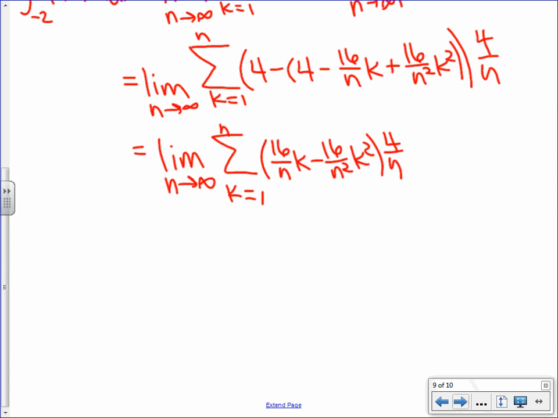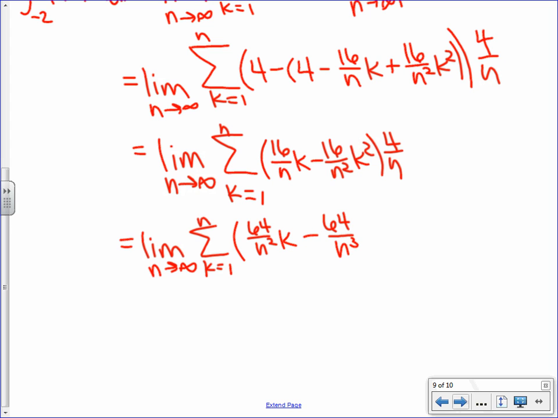Factor out, well, we're going to want to multiply that 4 over n to both of them, right? We have to continue to write limit as n approaches infinity. Until you take the limit, you need to write limit. So we have 64 over n squared k minus 64 over n cubed k squared.